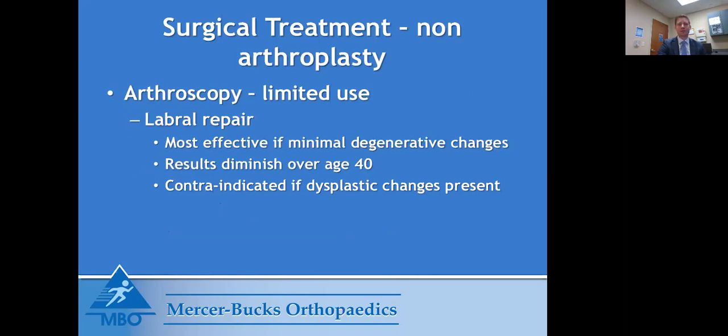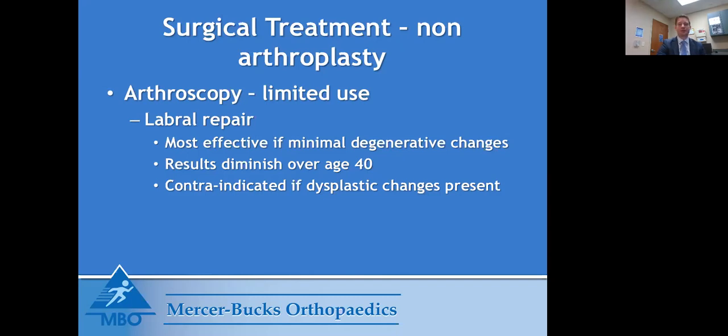Typically, we would do this for folks that have relatively mild arthritic changes and additional problems such as a tear of the labrum, which is a fibrous ring around the socket portion of the hip, or if there are focal cartilage lesions. It's most effective if there are, again, minimal arthritic changes.